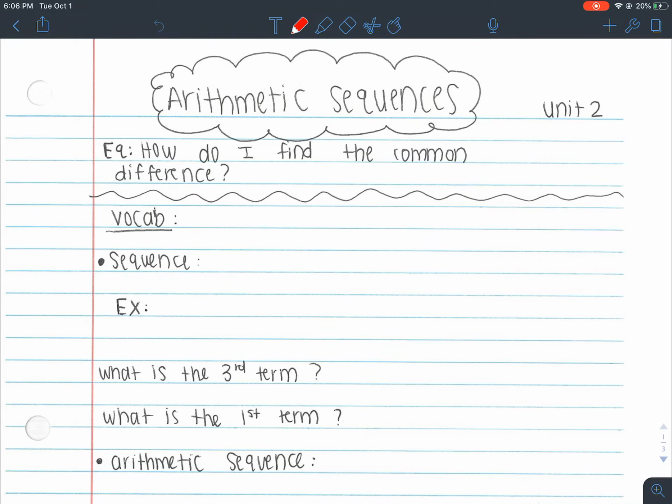We're in Unit 2. Our essential question is, how do I find the common difference? So, an arithmetic sequence is a certain or special type of sequence. So let's first talk about what a sequence is.